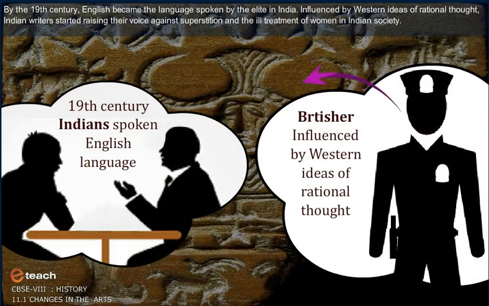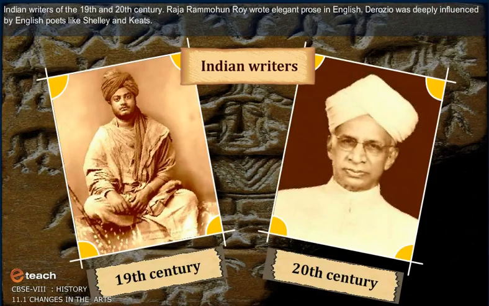Influenced by Western ideas of rational thought, Indian writers started raising their voice against superstition and the ill treatment of women in Indian society. Indian writers of the 19th and 20th century.